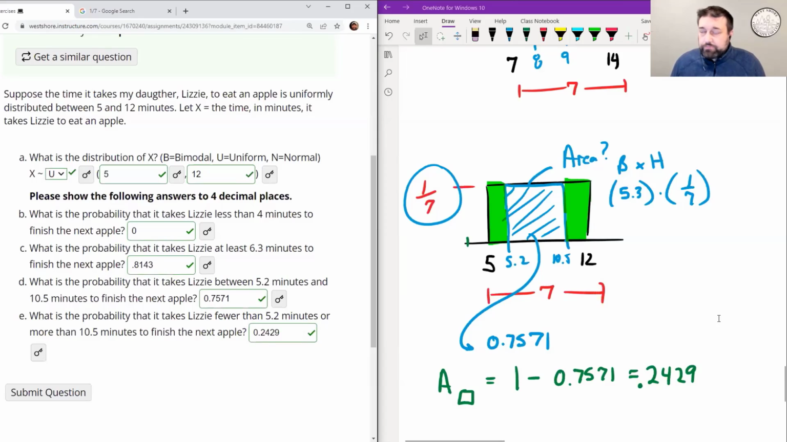What we're doing is finding different areas of rectangles. That's all we're doing so far. Areas of rectangles. And the important concept that you want to get from this is that probability is associated with area, and area is associated with probability.